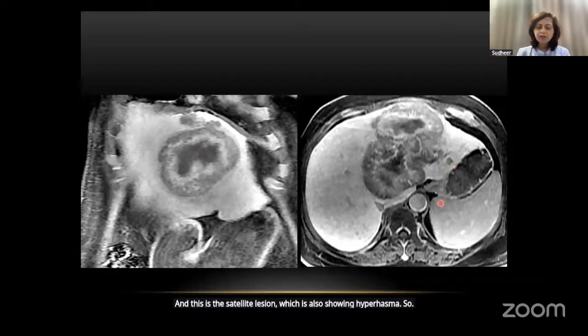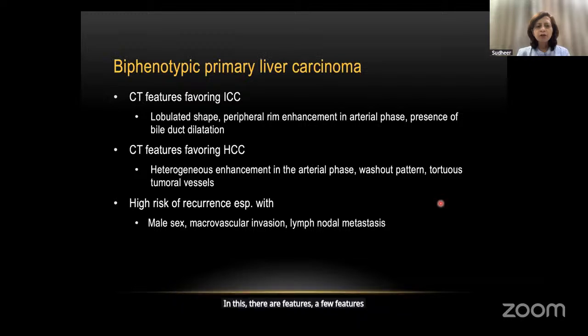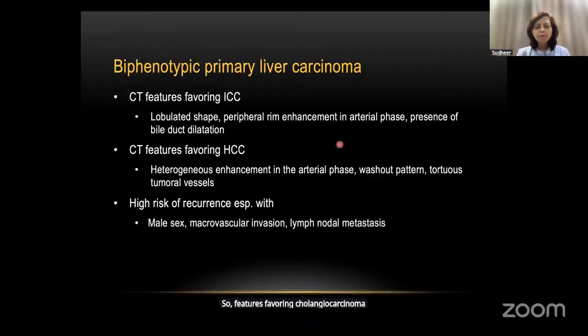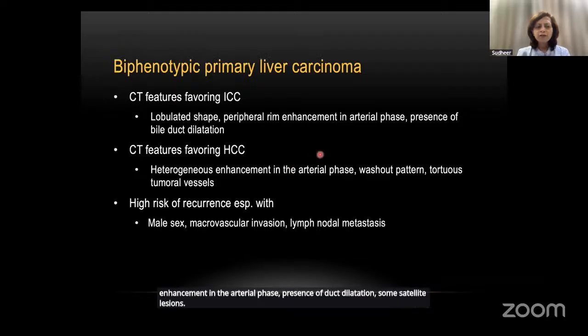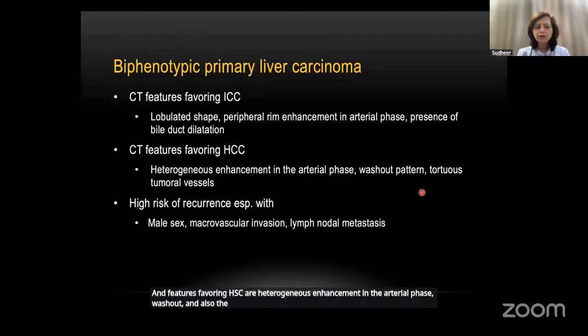So when you see this kind of picture, you should always suspect a possibility of biphenotypic hepatocholangiocarcinoma. In this, there are few features favoring cholangiocarcinoma and few features favoring HCC. So features favoring cholangiocarcinoma may be a peripheral rim enhancement in the arterial phase, presence of duct dilatation, some satellite lesions, and features favoring HCC are heterogeneous enhancement in the arterial phase, washout, and also the intralesional arteries.